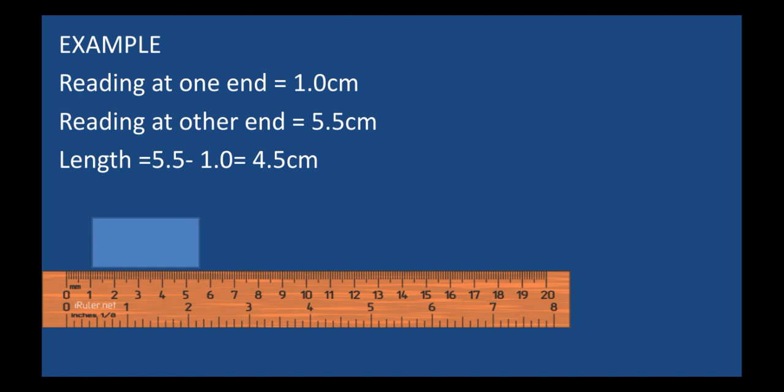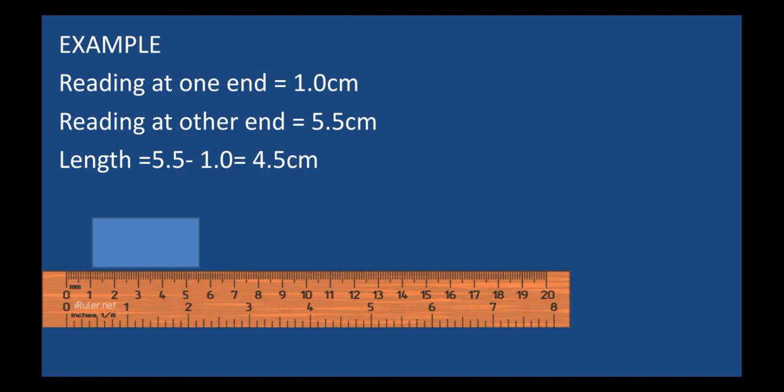Now, what about the reading at the other end? Look at the reading properly. If you measure this object, you see that the reading at the other end is 5.5 centimeter. To determine the length, you subtract the reading at one end from the reading at the other end. That is 5.5 minus 1.0, which gives you 4.5. You use this case when your zero mark is damaged.